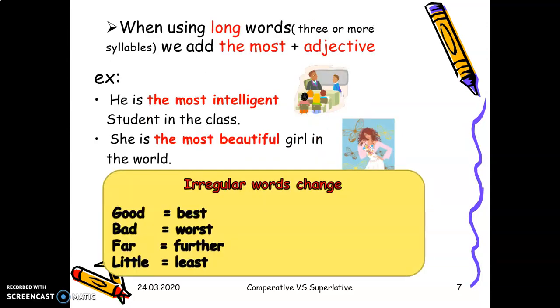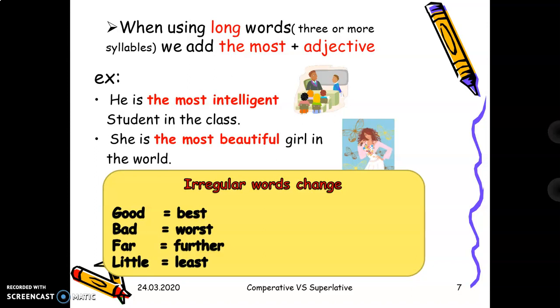When using a long word, three or more syllables, we add the most plus adjective. For example, intelligent. He's the most intelligent student in the class. She is the most beautiful girl in the world. So with more than three or four syllables, like intelligent and beautiful. Irregular words change: good, best, bad, worst, far, furthest, little, least. You have to study them by heart.